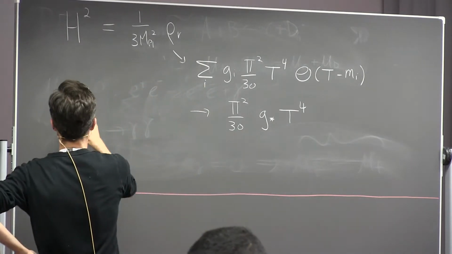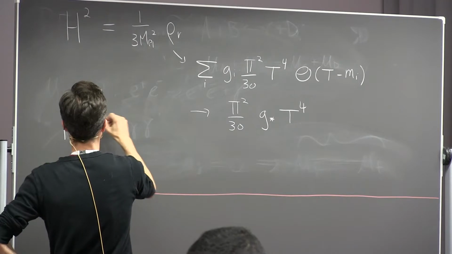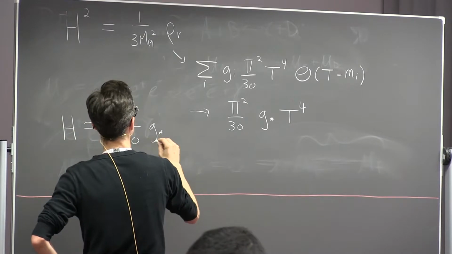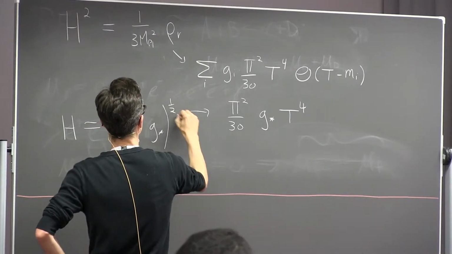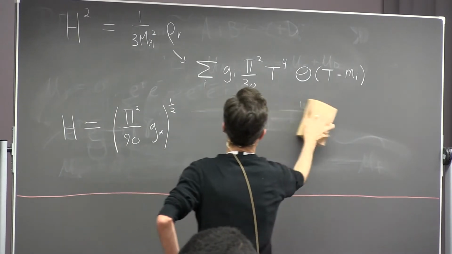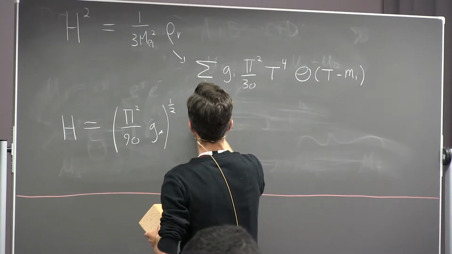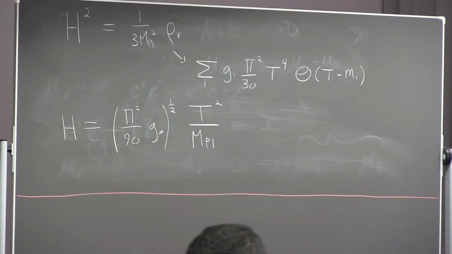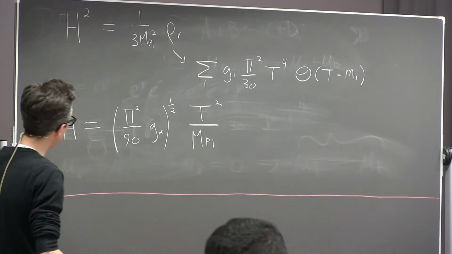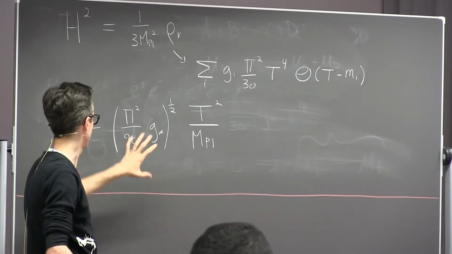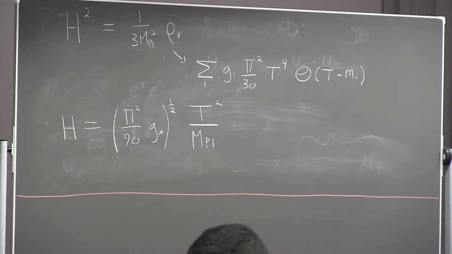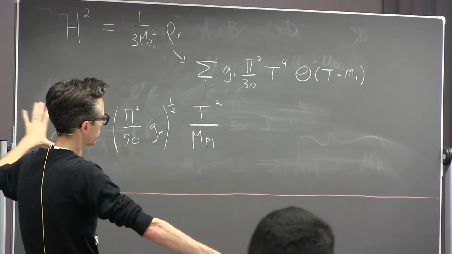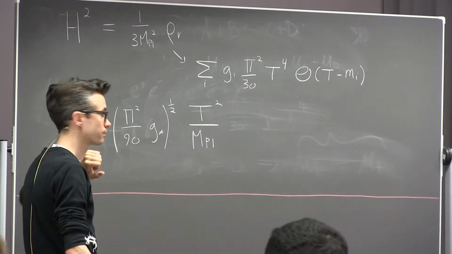And this means that Hubble, when I take this, square it, and plug it in here, during radiation domination, goes like pi squared over 90 G star to the 1/2, times T squared over M Planck. So the rule of thumb for the size of Hubble during radiation domination is it's essentially T squared over the reduced Planck mass times some factor that's usually not too big. So we're going to make use of this in a second, but we see that Hubble, as the temperature falls, decreases. So this is the first thing.